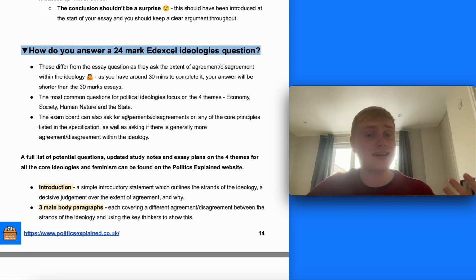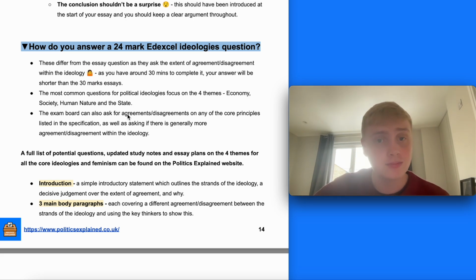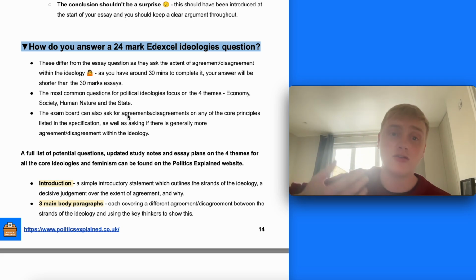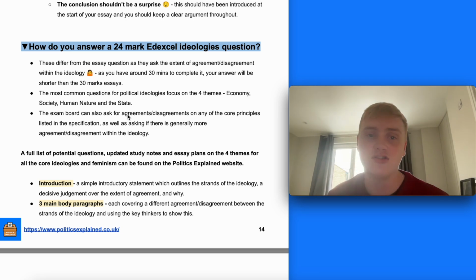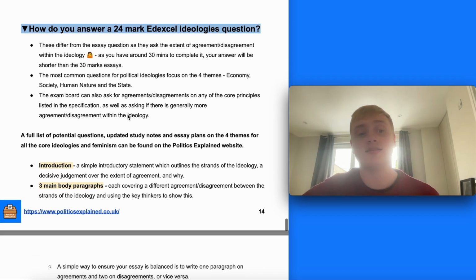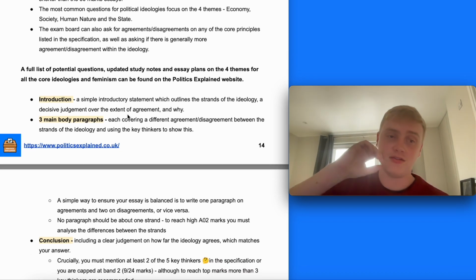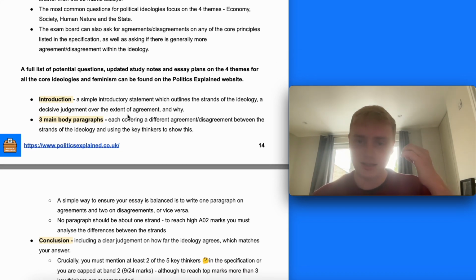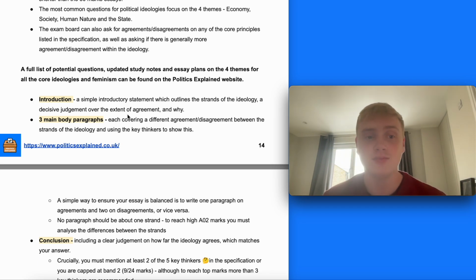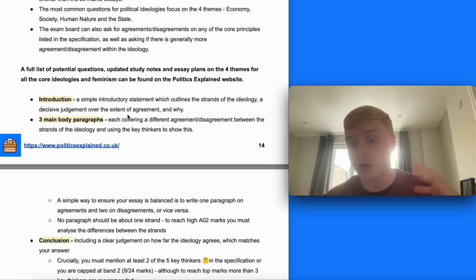In terms of 24 mark Edexcel ideologies questions, these are slightly different. Because they really focus on the extent of agreement and disagreement within the ideology, and because you have less time, around 30 minutes to complete it, your answer is going to be shorter than the 30 mark essays. What we really recommend for this is, rather than doing for and against paragraphs, having an introduction and conclusion, of course, as normal, and you want your argument in relation to that question in the introduction and the conclusion. And for your 3 main body paragraphs, what we really recommend is having 1 agreement paragraph, setting out the argument that there's more agreement, comparing the strands within all of them, and then 2 disagreement paragraphs doing exactly the same.